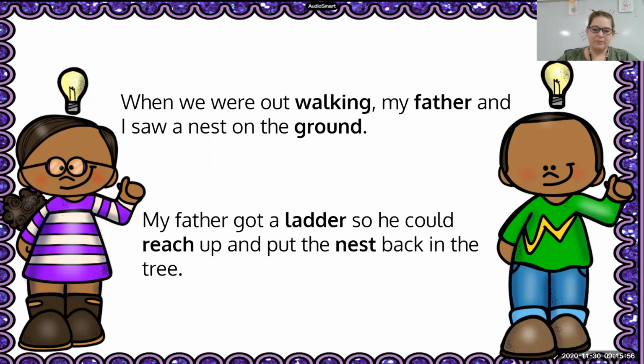All right, so now let's go to the next sentence. My father got a ladder so he could reach up and put the nest back in the tree. What's happening in this sentence? So the dad is getting a ladder to put the nest back.